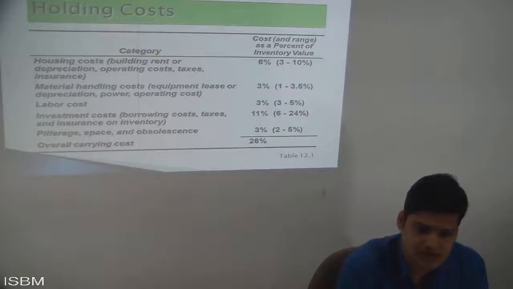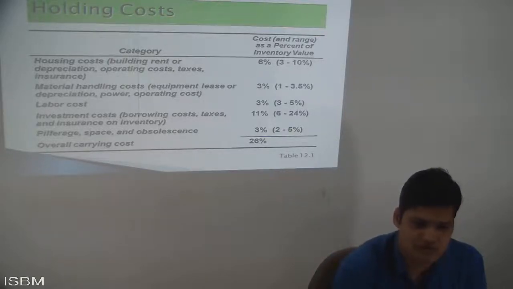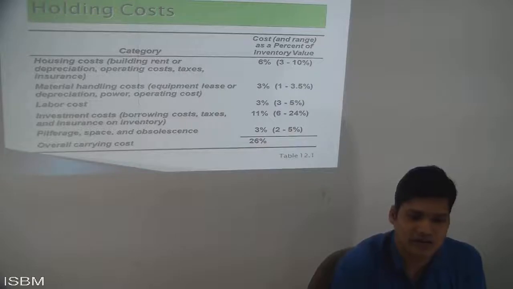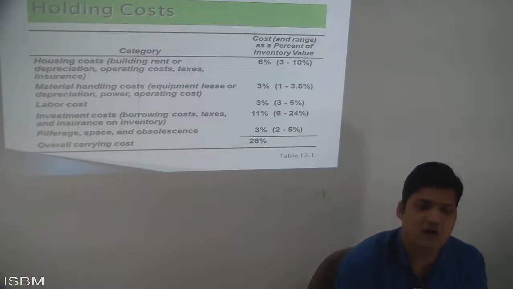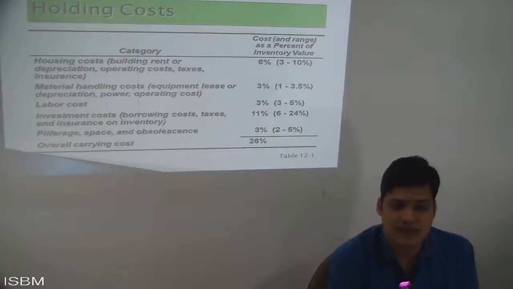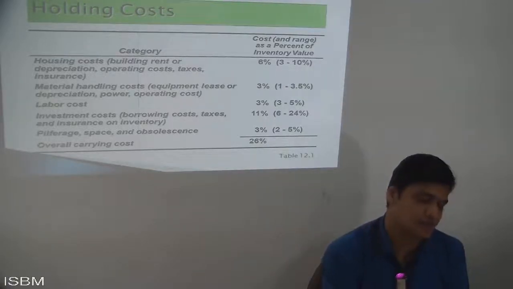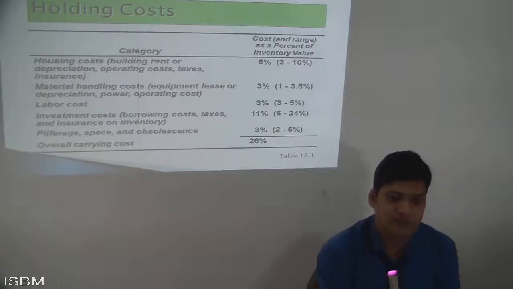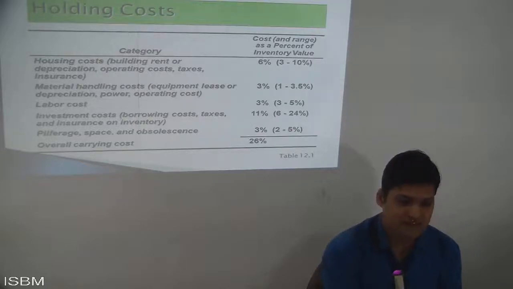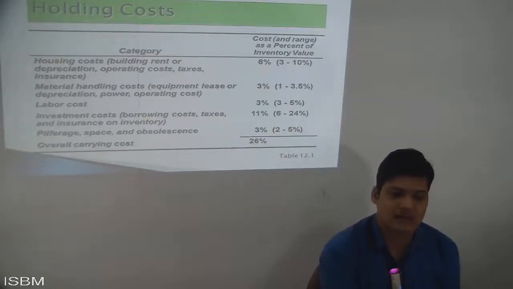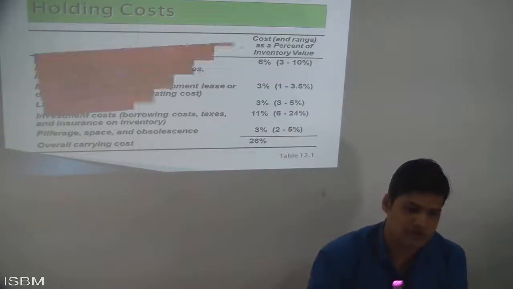Holding cost, this is the category. Housing cost, building rent or depreciation, operating cost, taxes, insurance, all come under the holding cost. Just like housing cost, your rent, your building cost, depreciation, operating cost, your machine depreciation, material handling cost, equipment lease or depreciation, power operating cost, labor cost is also your holding cost. Investment cost, borrowing cost, taxes, insurance on inventory, pilferage, space, obsolescence, other carrying cost. So these come under the holding cost.